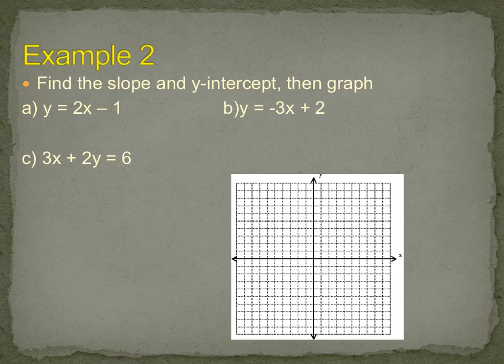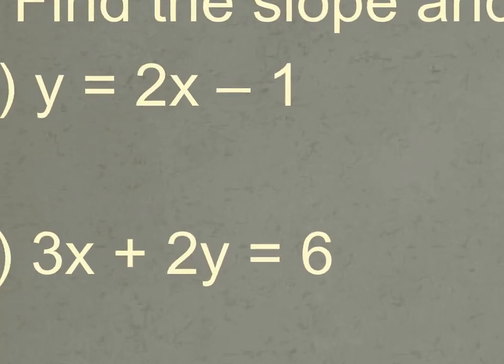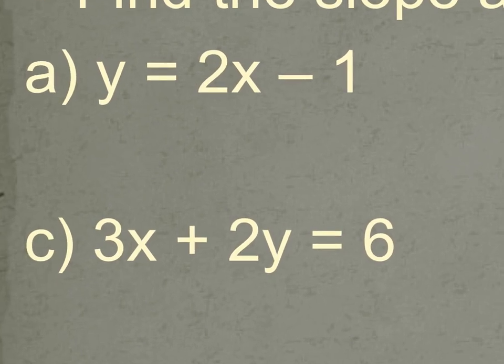All right, so find the slope and the y-intercept and then graph it. And yes, we're going to baby step it. So I'm going to give it to you first in slope-intercept form. What's the slope of this equation? 2. What's the y-intercept?